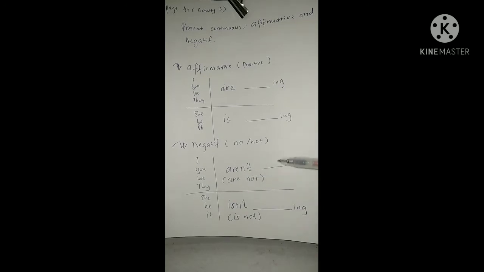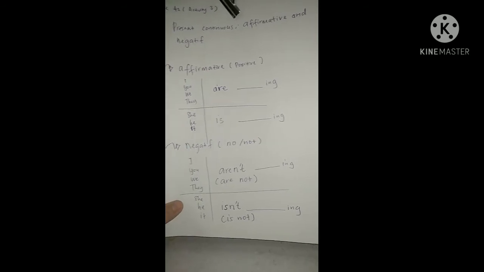So aren't. Here, blank for verb plus ing. For she, he, it, isn't, the short form for is not. You put the verb here with ing. So we are going to do one example.